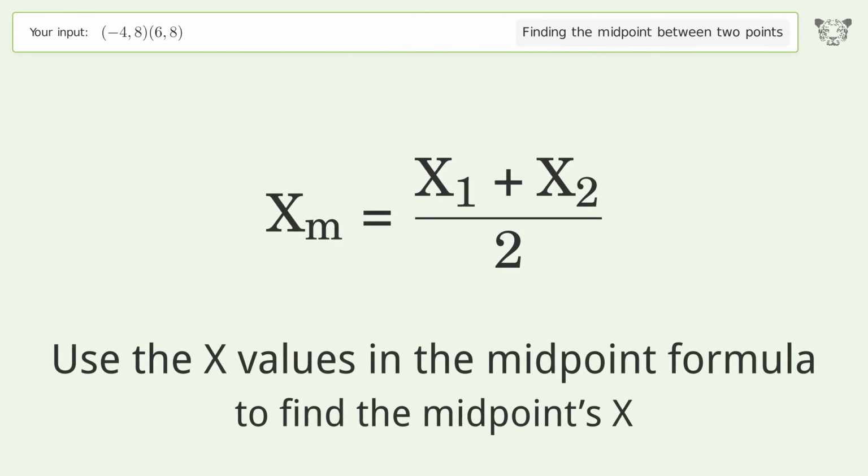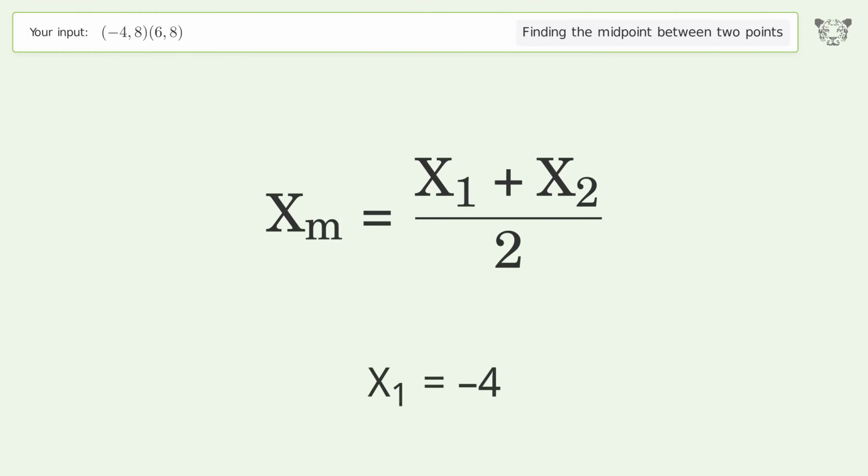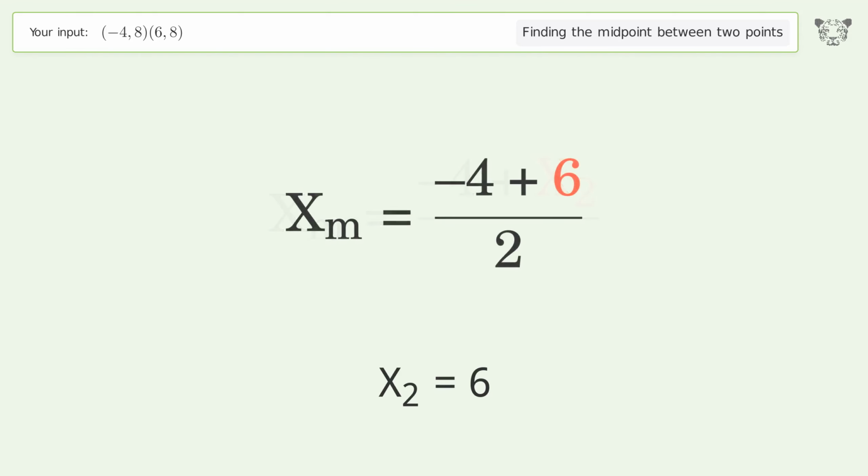Use the x values in the midpoint formula to find the midpoint's x. x1 equals -4. x2 equals 6. Simplify the arithmetic.